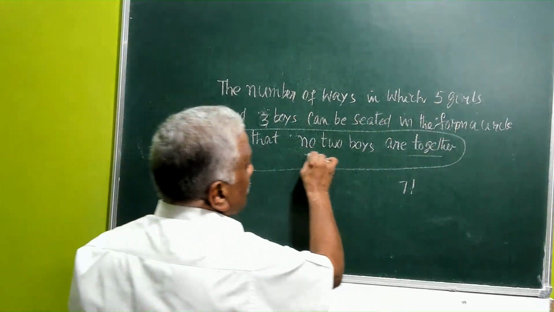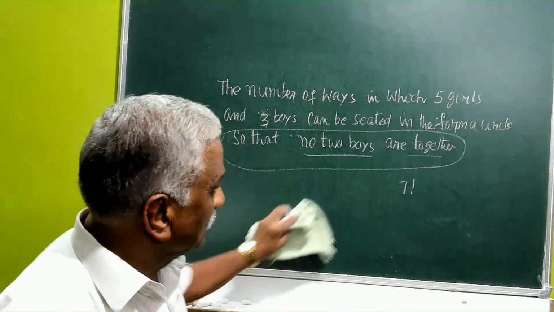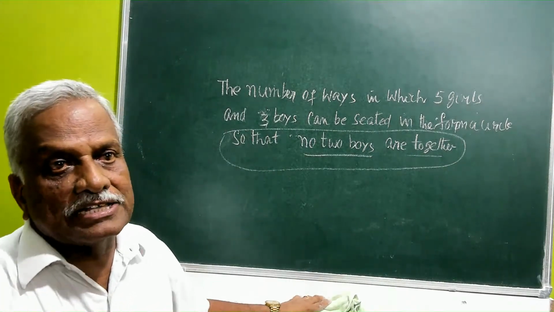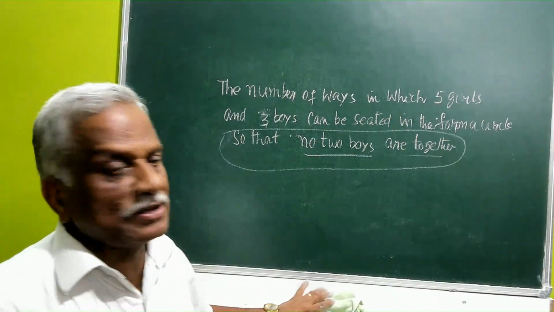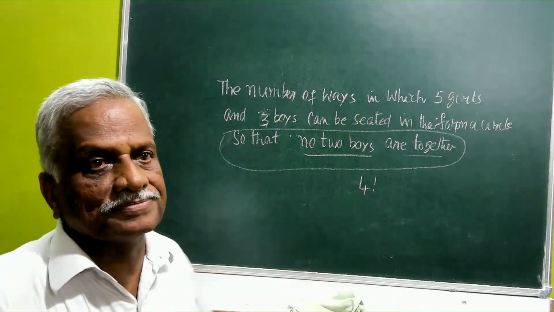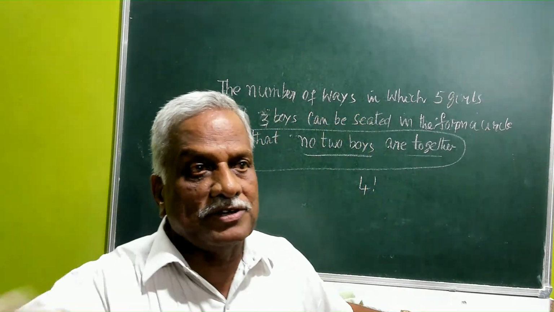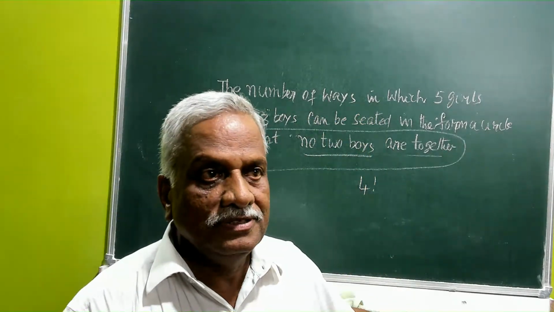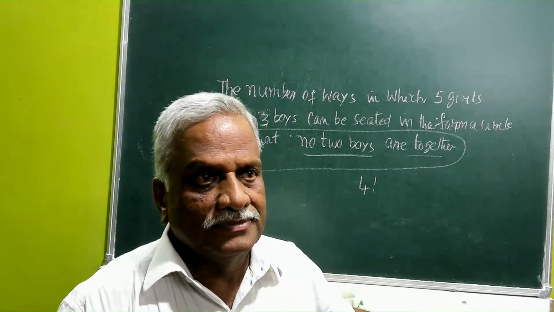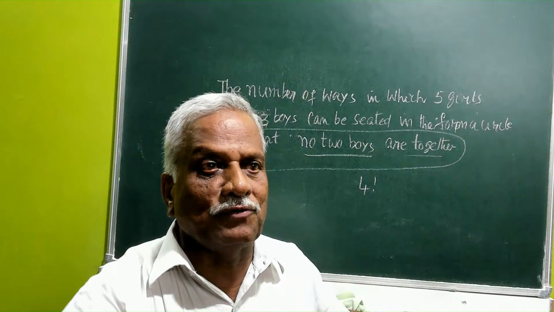When there is a condition that no 2 girls are together, take the 5 girls. Let the 5 girls form a circle. How many ways can you arrange them? 4 factorial ways. Repeat. You first arrange the girls. If it is in the form of a row, it is 5 factorial. Because it is in the form of a circle, it is 4 factorial.